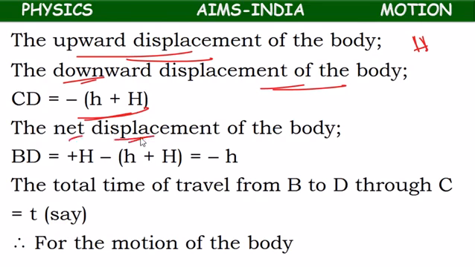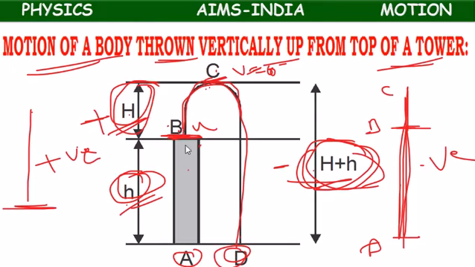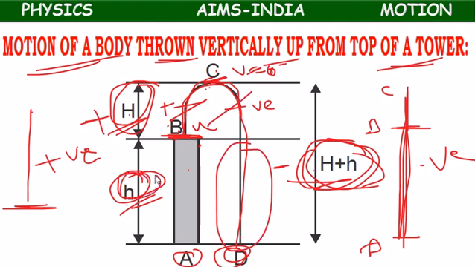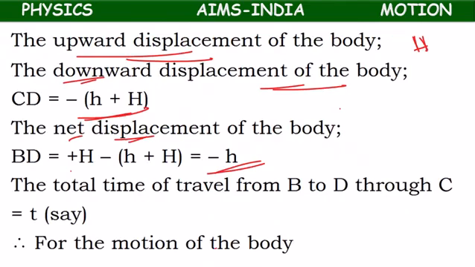Net displacement means both we have to add. As they are vectors, along with the sign we have to add, plus H, minus of H plus h. Plus H, minus H cancel, minus h will come. Net displacement means this part positive, this part negative, this part cancels, only this part will remain, but in downward direction, minus h. So if we add plus H minus H cancel, only small minus h will remain.